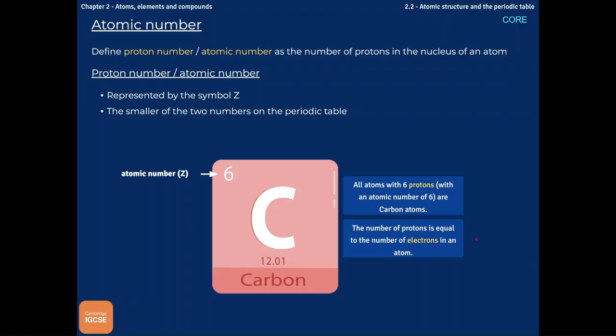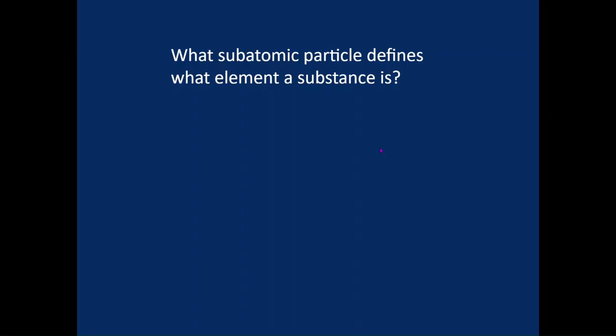The number of protons is also equal to the number of electrons in that atom, and that's if it's neutral, right? So carbon has 6 protons and 6 electrons. There are things we can do to change the amount of electrons, but 6 protons is carbon. And it is always going to be the smaller of the two numbers on the periodic table. This number is something else, which we'll talk about in a second, but what subatomic particle defines what element a substance is?